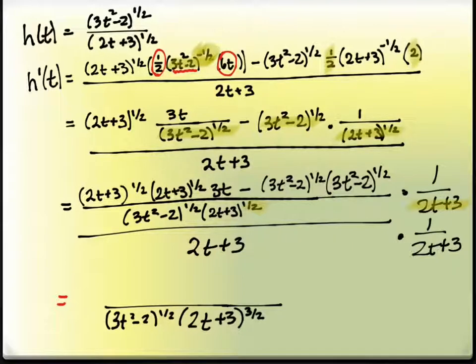What happens when I multiply out 2t plus 3 times 2t plus 3 to the 1/2 times 2t plus 3 to the 1/2? Yeah, they have a power of 1, right? So that's 2t plus 3 times the 3t that's already there. So I have now 2t plus 3 times the 3 that's beside it. Sorry, 3t. Minus. And over here, I have 3t squared minus 2 to the 1/2 times 3t squared minus 2 to the 1/2, which would be 3t squared minus 2 to the 1. So, 3t squared minus 2.